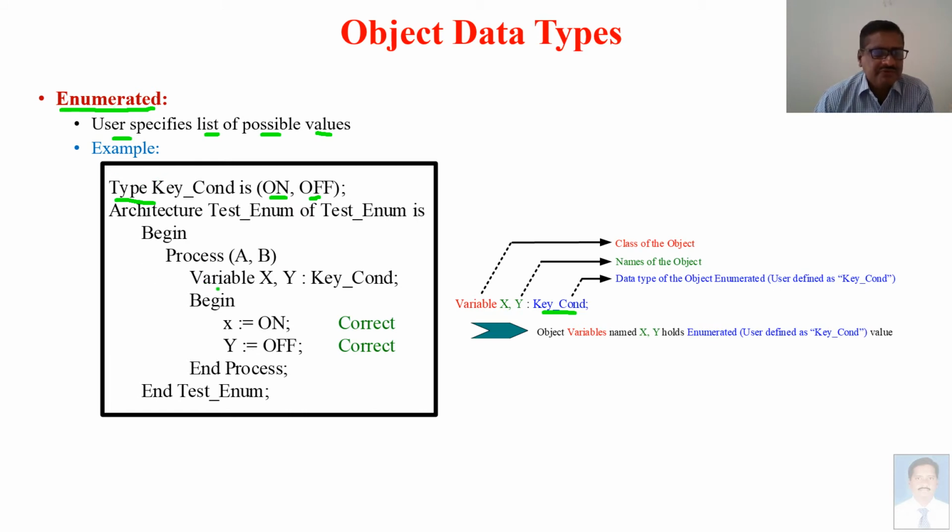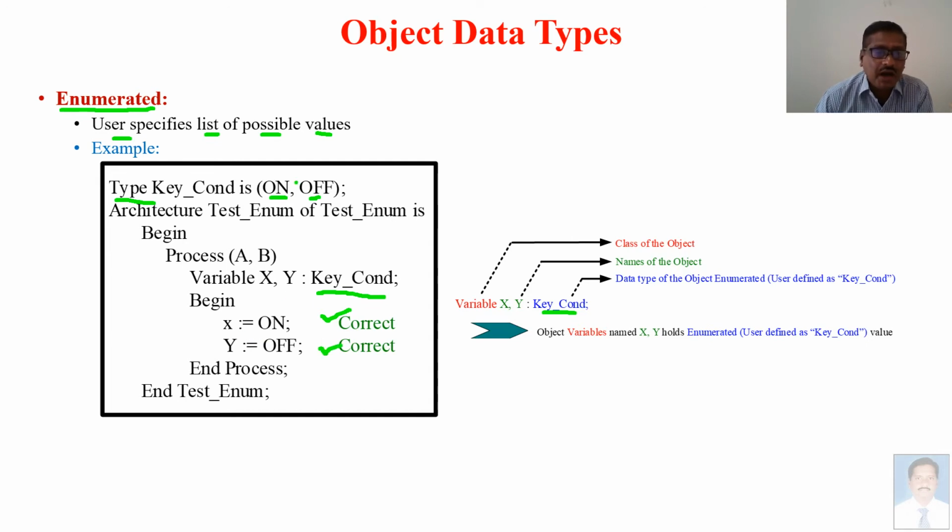In the process AB variable x, y, these two variables belong to the key condition data type, which is defined by the user as on and off. Means x is assigned as on, it is correct. x is assigned as off, it is also correct.